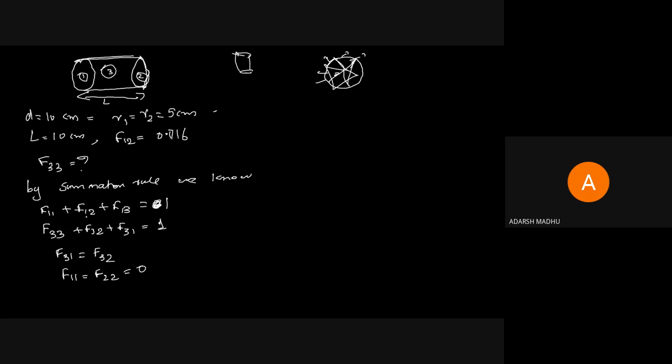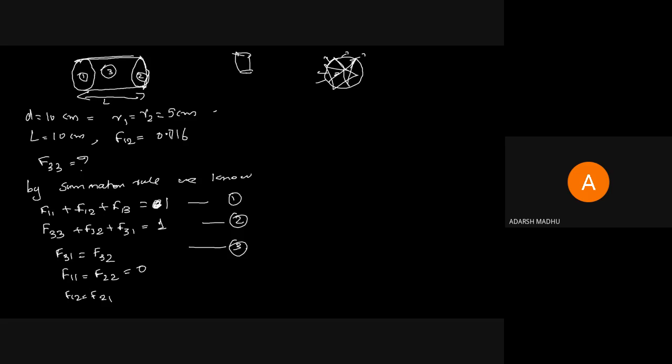So again, a condition here: F12 equal to F21. Right? 1 to 2 equal to 2 to 1 because both are parallel and have the same area. A1 equal to A2, same diameter, and parallel with respect to 1 to 2. Therefore, F12 equal to F21. So write this condition as 1: F11 plus F12 equal to 1. This second condition as 2. And third condition as 3: F31 equal to F32.